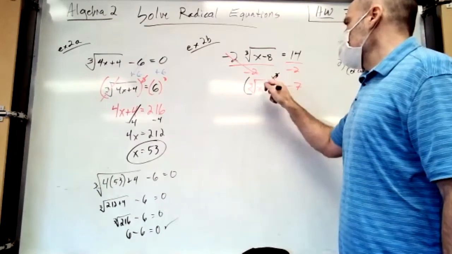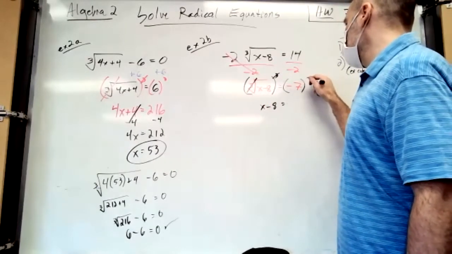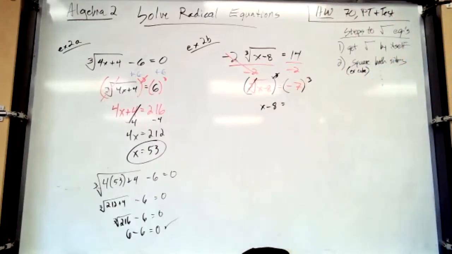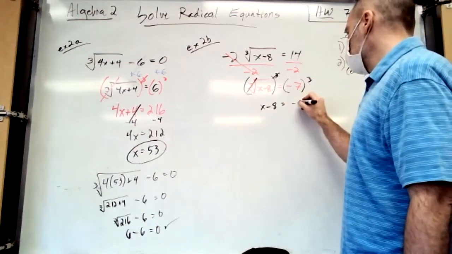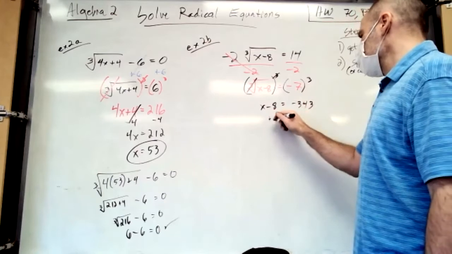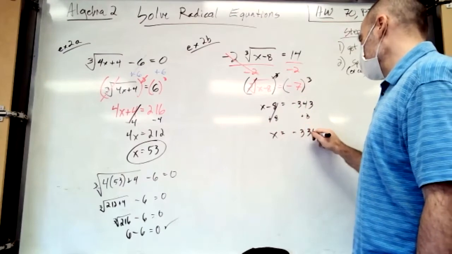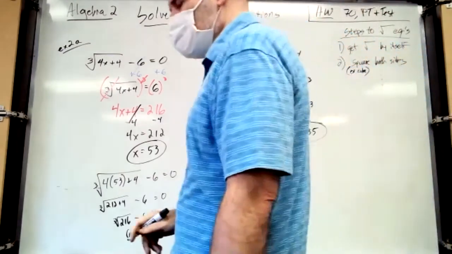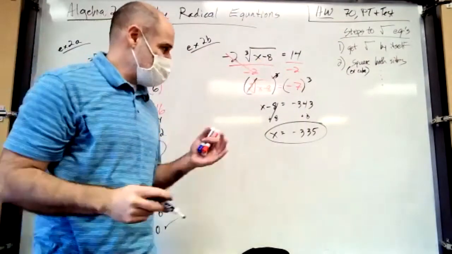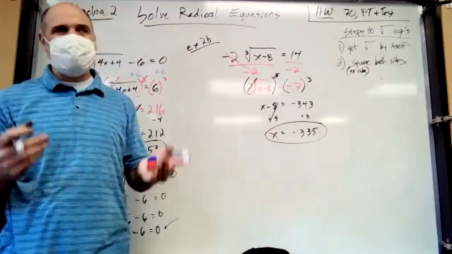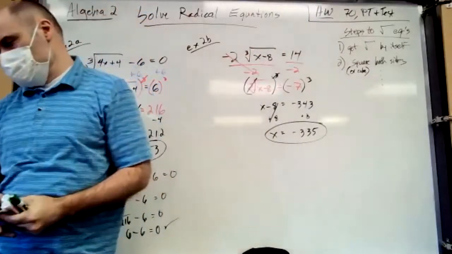Okay. That cancels, and you get x minus 8 equals -7 cubed. So that's -343. So add 8 to both sides. X equals -335. Let's plug it in to make sure that works. -335 minus 8 is -343. Cubed root of that is -7. -2 times -7 is +14. Check, it works. Okay.